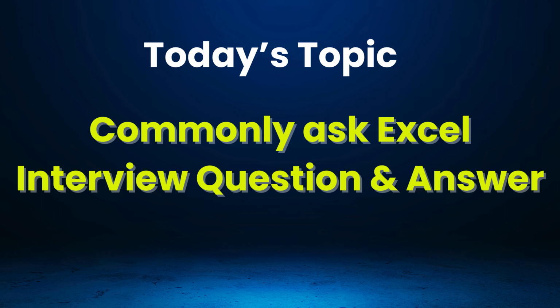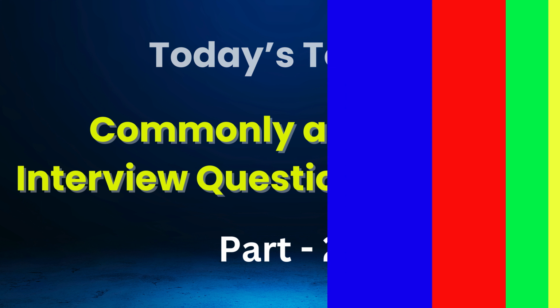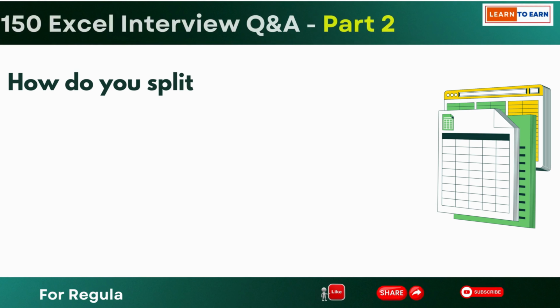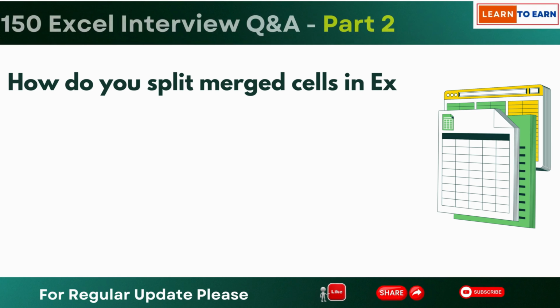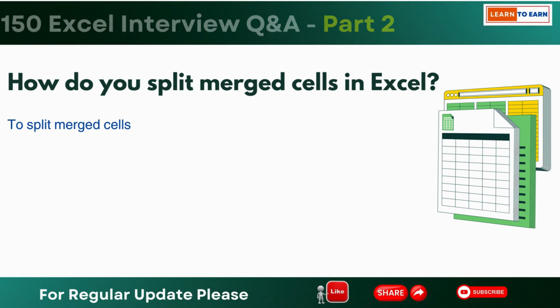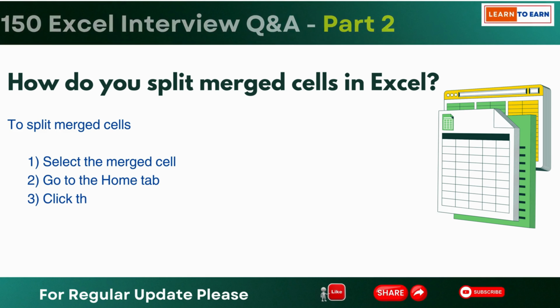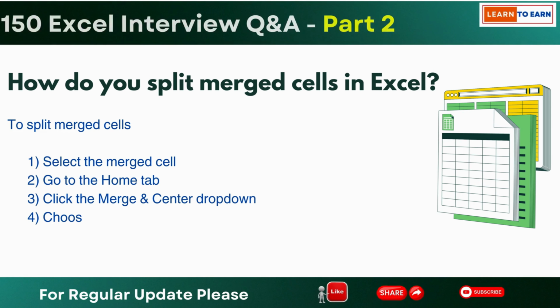Today's topic: commonly asked Excel interview questions and answers. How do you split merged cells in Excel? To split merged cells, select the merged cell, go to the Home tab, click the Merge and Center drop-down and choose Unmerge Cells.